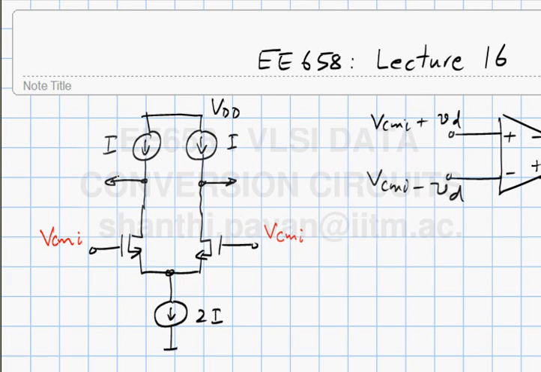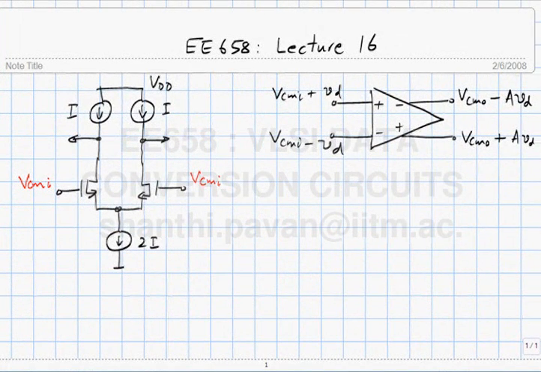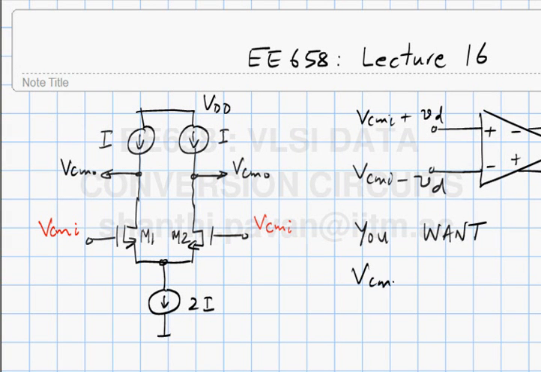So if both the inputs are held at VCMI, in other words, the differential input is 0, both the output nodes must be sitting, as per this block diagram, at VCMO. So if both must be sitting at VCMO, can you comment on what VCMO should be in order that the transistors M1 and M2 here operate in their active regions? Clearly, you want VCMO to be at least as large as VCMI minus VT.